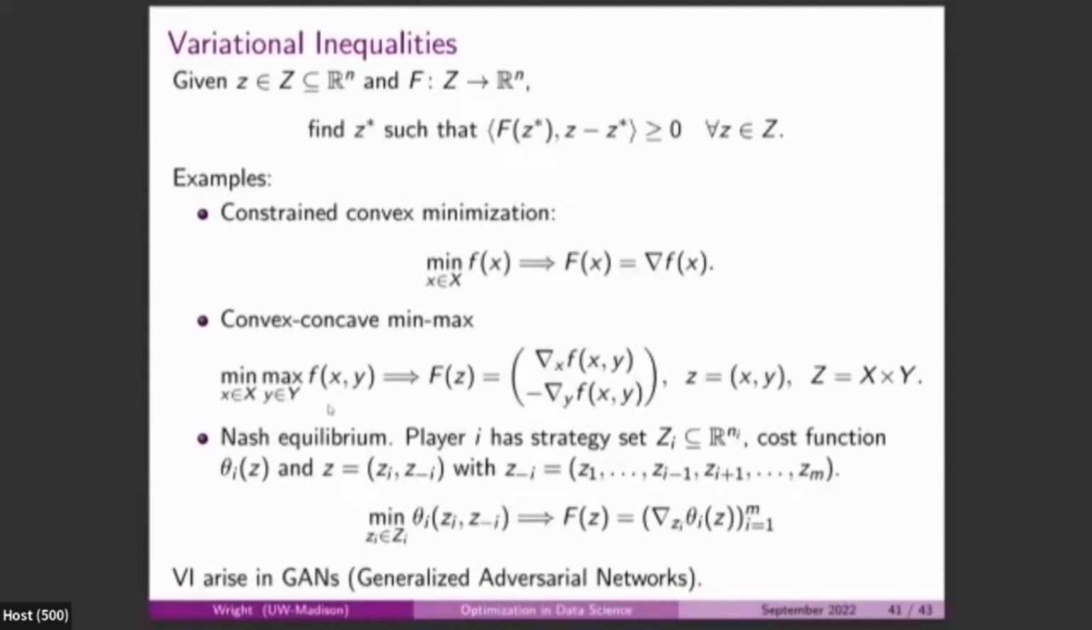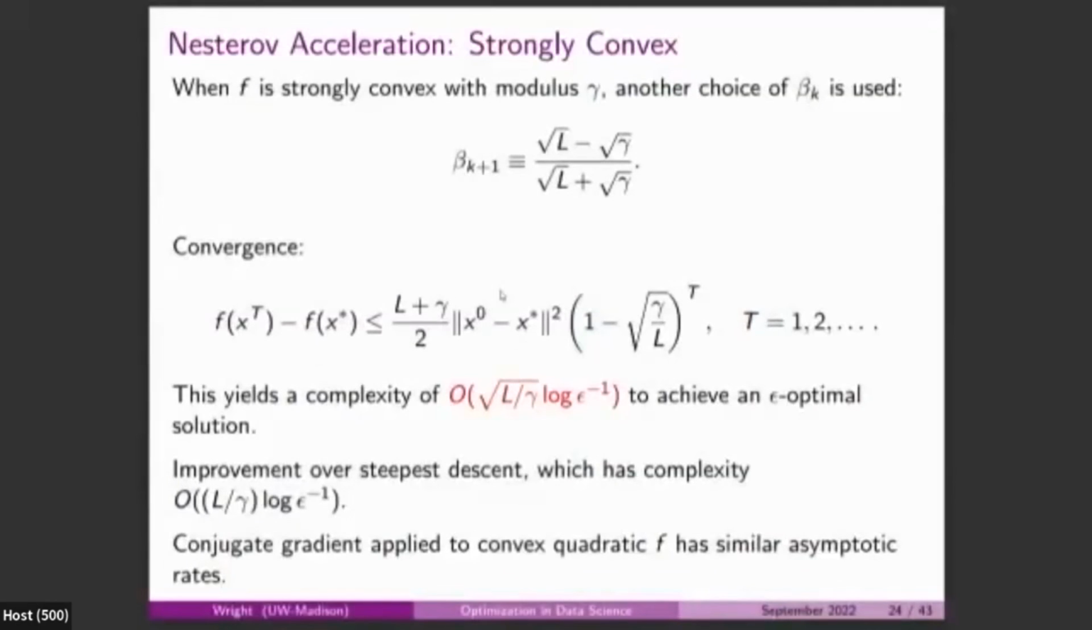You've got a mapping F and a set Z, and you're trying to find a point Z star with this property: when you evaluate F at Z star, it makes a positive inner product with Z minus Z star for all Z belonging to the set. So you can think of this as being the optimality conditions for minimizing F over the set Z. That's one thing you can do, but you can also use it to formulate min-max problems, like the problems I've described on the previous few slides.